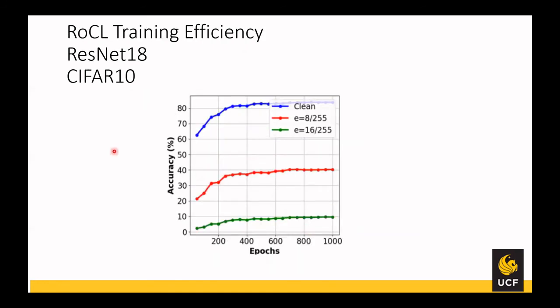Then the authors did the ROCL training efficiency on the ResNet 18 and CIFAR10 data. The authors trained ROCL for 1,000 epochs, but this visualization shows that they can achieve high accuracy on the clean images and the adversarial images at about 500 epochs right here. And they can remain at these high accuracies all the way up to 1,000 epochs. So then I'll pass this over to Tushar.